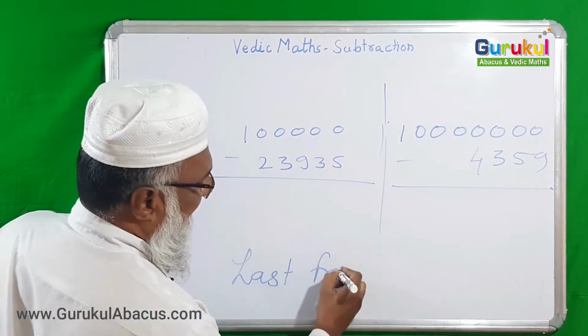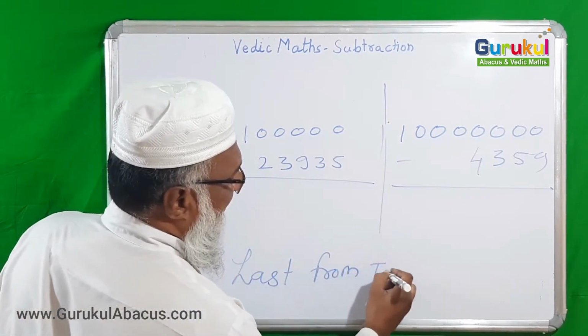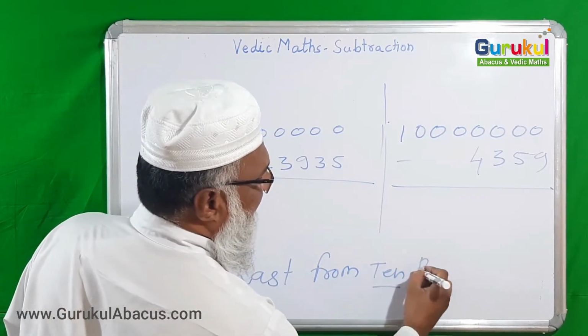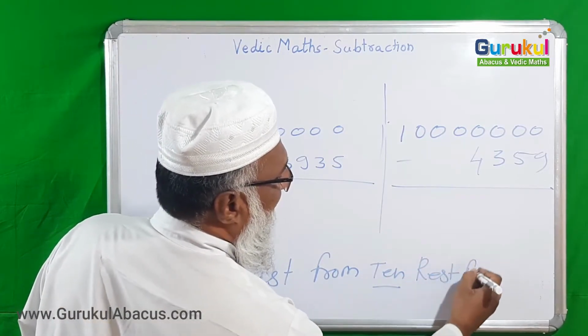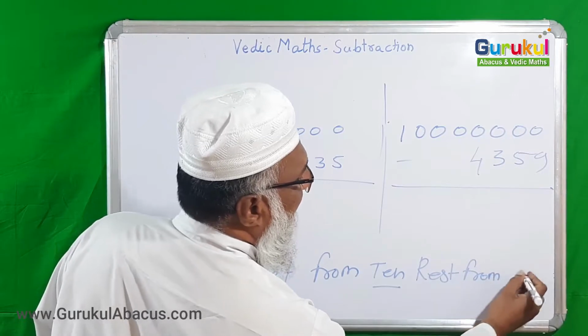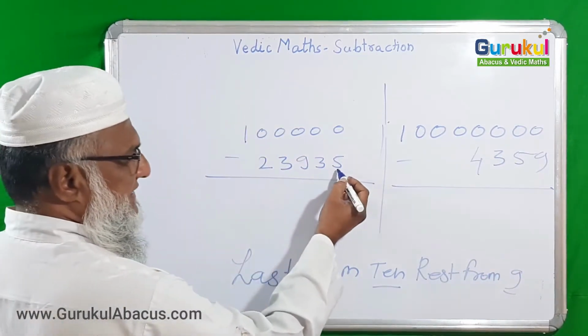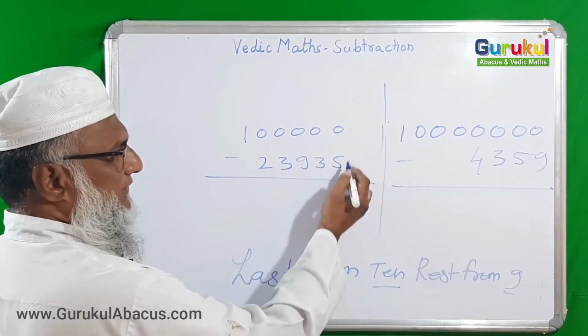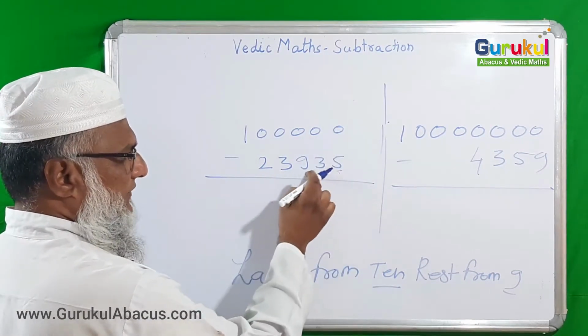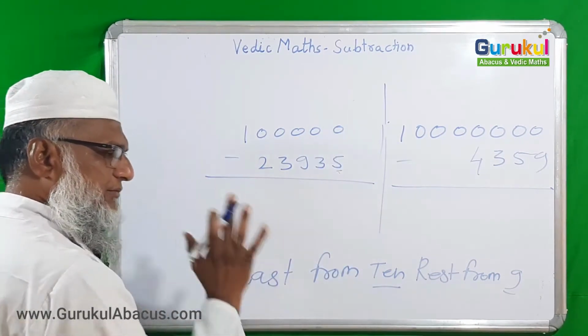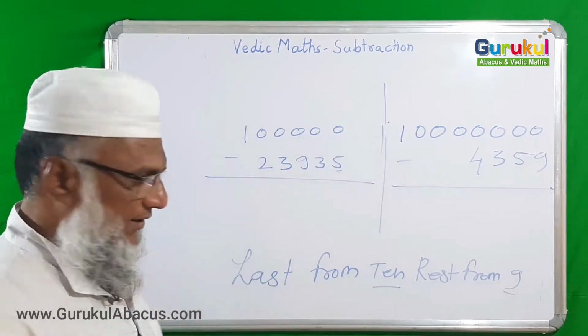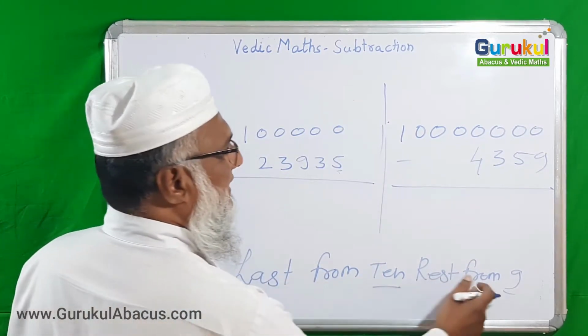Last from 10, rest from 9. This is the rule. It means the last digit you should subtract from 10, and the rest of all digits you should subtract from 9 to write your answer. It is last from 10, rest from 9.